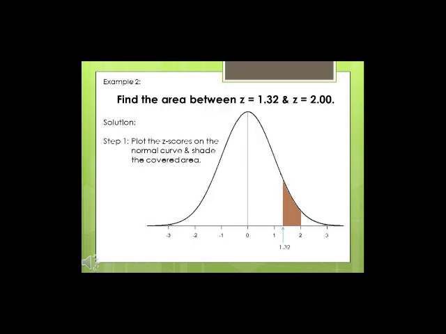Now, let's have example number 2. Find the area between z equals 1.32 and z equals 2.00. To start solving this problem, draw a normal curve and plot the given z-scores. After plotting the z-scores, color or shade the area under the normal curve between the given z-scores, as shown in the current slide.